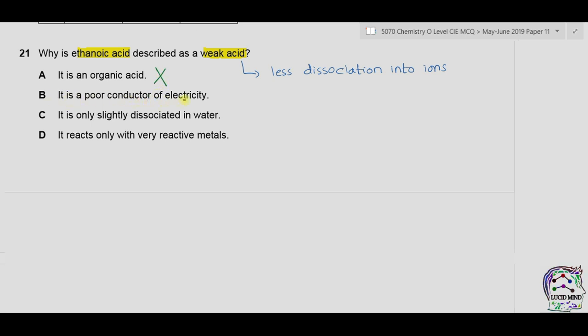B. It is a poor conductor of electricity. Now this is also incorrect because a weak acid can be dissociated into its ions, so therefore it can conduct electricity in aqueous solution. C. It is only slightly dissociated in water. This is true because a weak acid is one that has less dissociation into its ions. D. It reacts only with very reactive metals. This is incorrect because it can react with less reactive metals such as zinc, iron, etc. The reaction will be slow, but it will eventually react. Correct answer is therefore C.